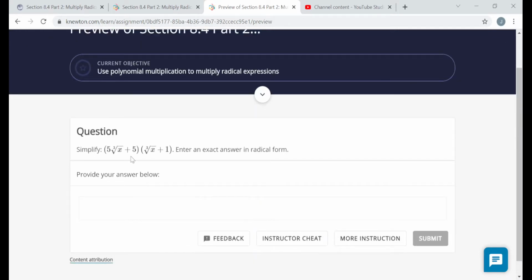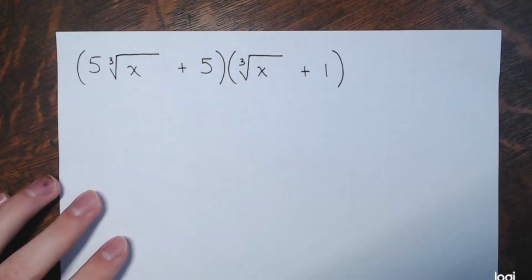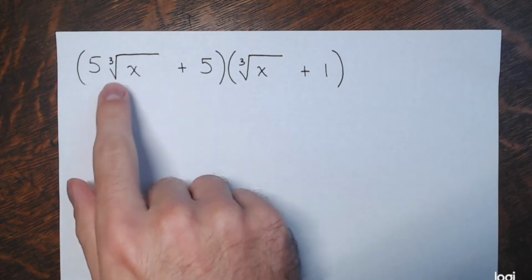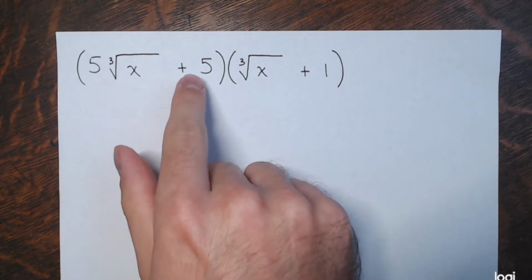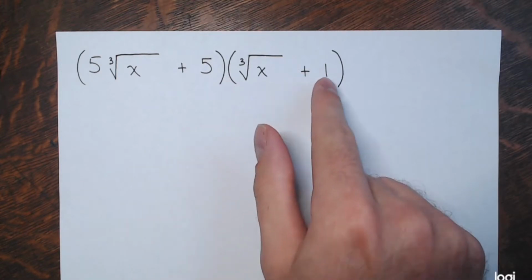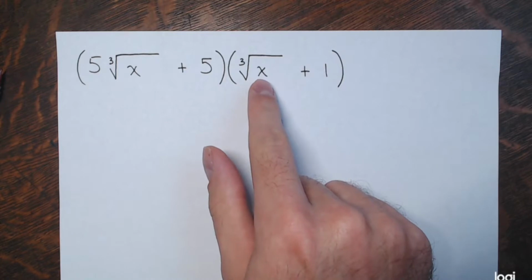Alright, so I'm going to write out this expression here. We have a product of, again, two radical expressions being multiplied together, and we're asked to write an exact answer in radical form, right, with the root symbols and everything. Alright, so I'm going to write this out and do it on some paper. So same deal here. We've got an expression with two terms, 5 times the cube root of x, plus 5, multiplied by another expression with two terms, the cube root of x and plus 1.